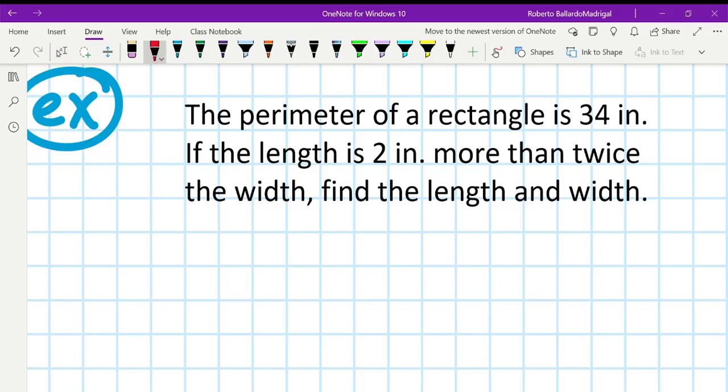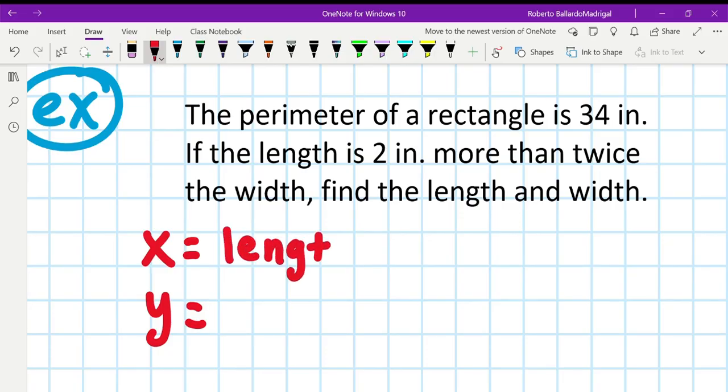So let's begin by understanding 1 thing. We have 2 unknowns, so we can expect a 2-variable system. That means we have X and we have Y. So let's let X equal the length, and we can let Y equal the width.